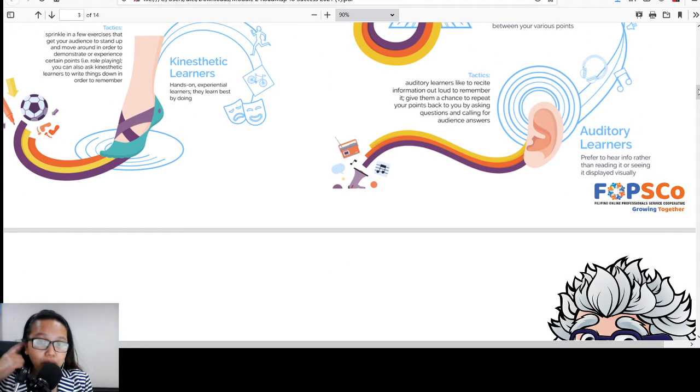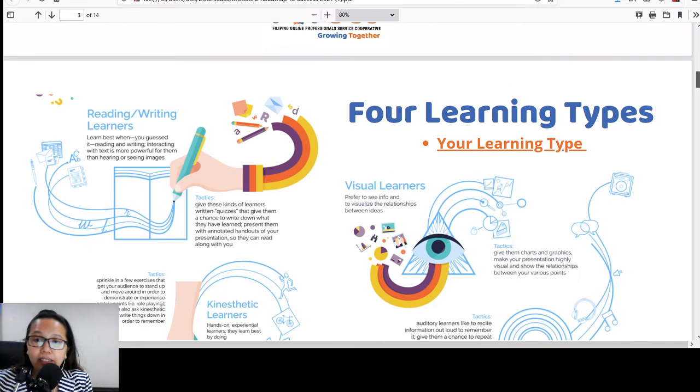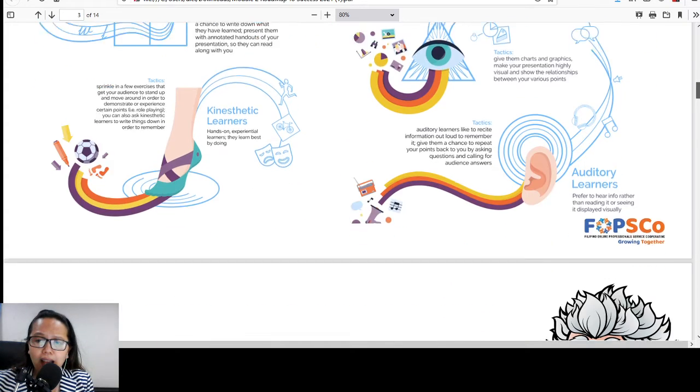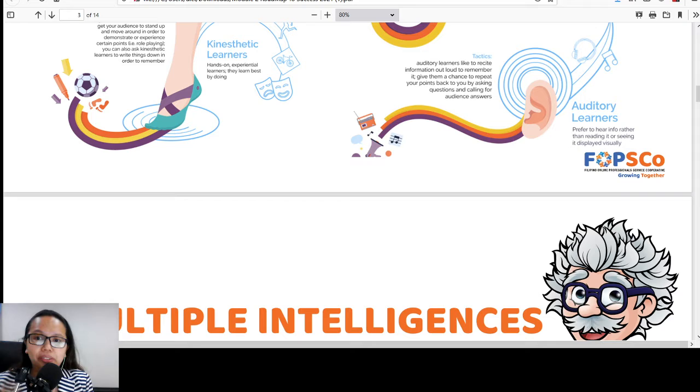These auditory learners prefer to hear info rather than reading it or seeing it displayed visually. For the tactics, auditory learners like to recite information out loud. To remember it, give them a chance to repeat your points back to you by asking questions and calling for audience answers. So there we have it. These are the 4 learning types.